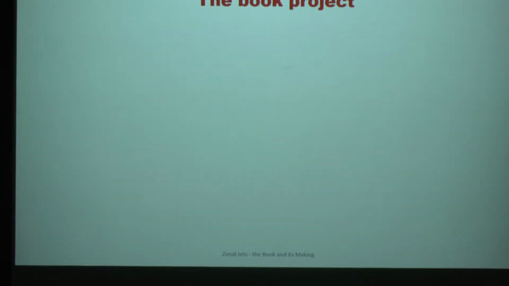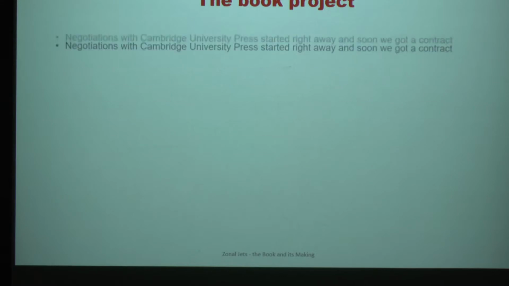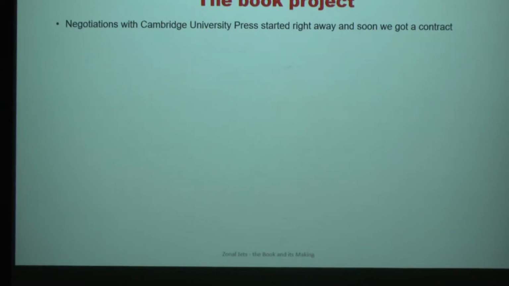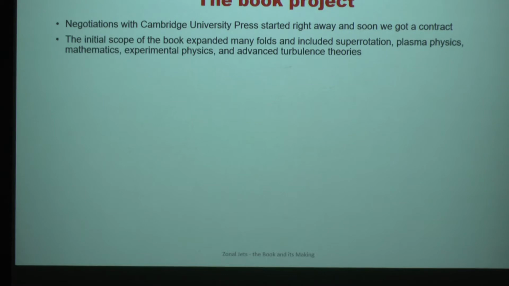Now, go to the book project. As soon as we got the approval of the project, we started negotiations with Cambridge University Press to do the book, because producing the book was one of the purposes of this entire proposal. The initial scope of the book was quite limited, but it was expanding along the way, as we had more and more meetings. So it was really all-inclusive.